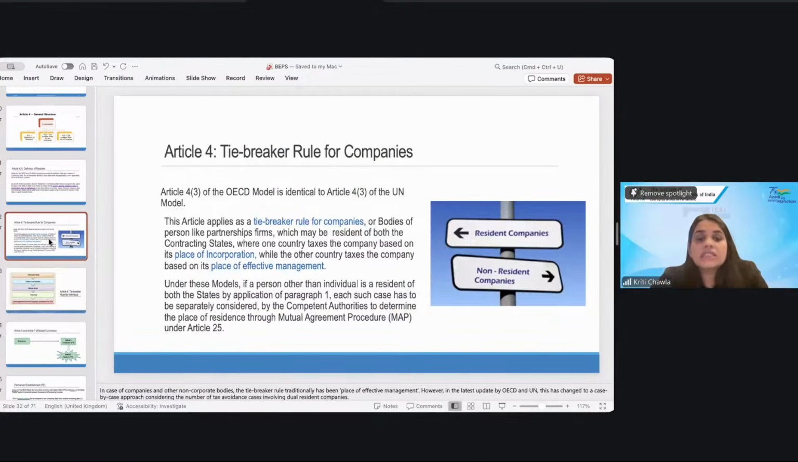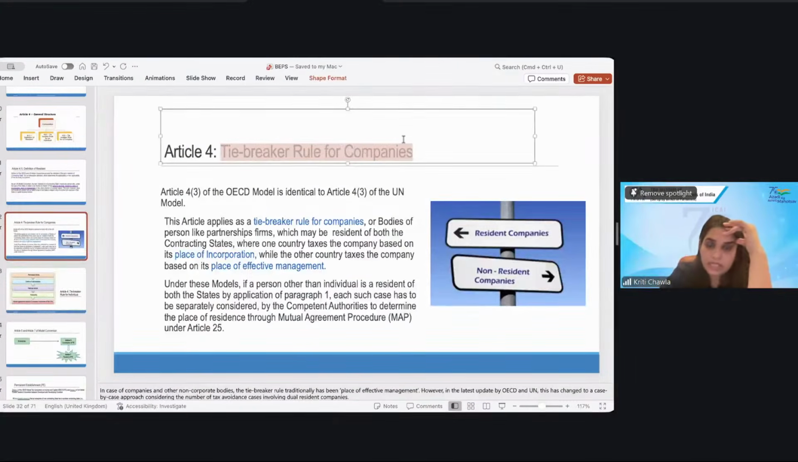So under these rules, if a person other than an individual is a resident of both, then this case has to be separately considered by the competent authorities. And then you could make use of something called MAP, as I mentioned, which is basically under Article 25. So that is how the tiebreaker rule for companies works.